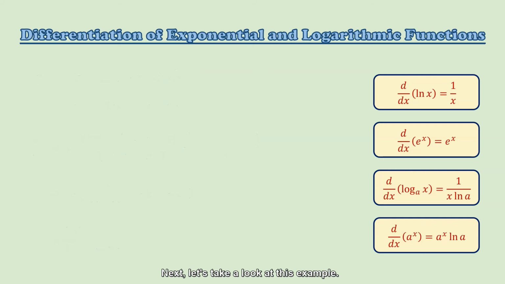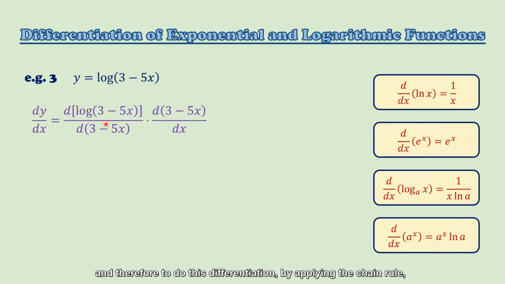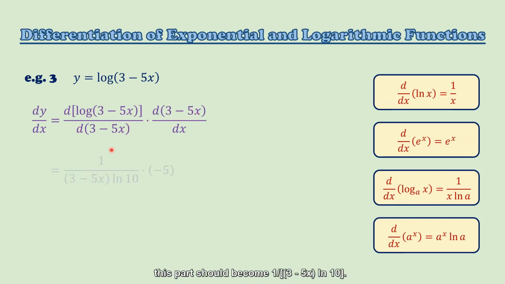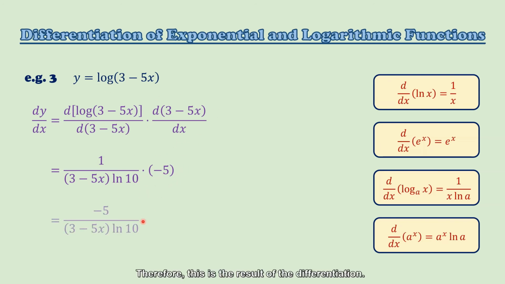Next, let's take a look at this example. In this example, this is a common logarithm. That means the base is equal to 10, and that means a is equal to 10. And therefore, to do this differentiation by applying the chain rule, this part should become 1 over 3 minus 5x times natural log of 10, where 10 means the base here. And then for this part, it is equal to minus 5. Therefore, this is the result of the differentiation.